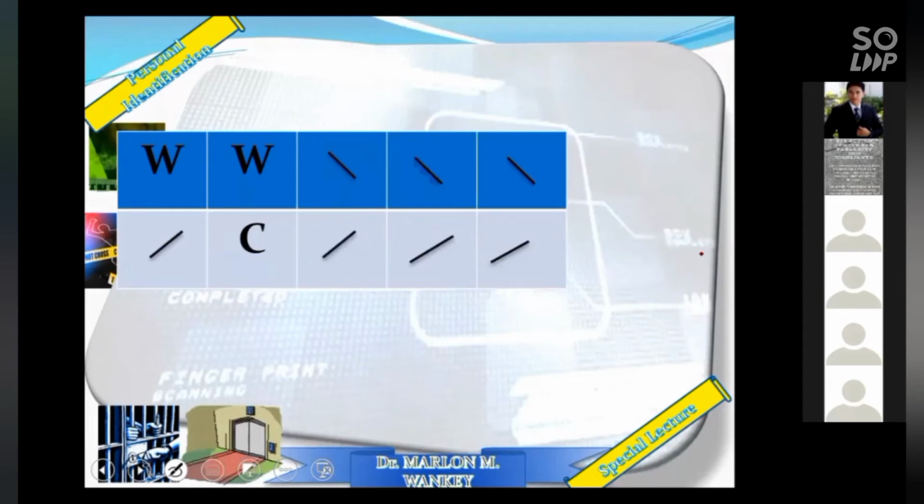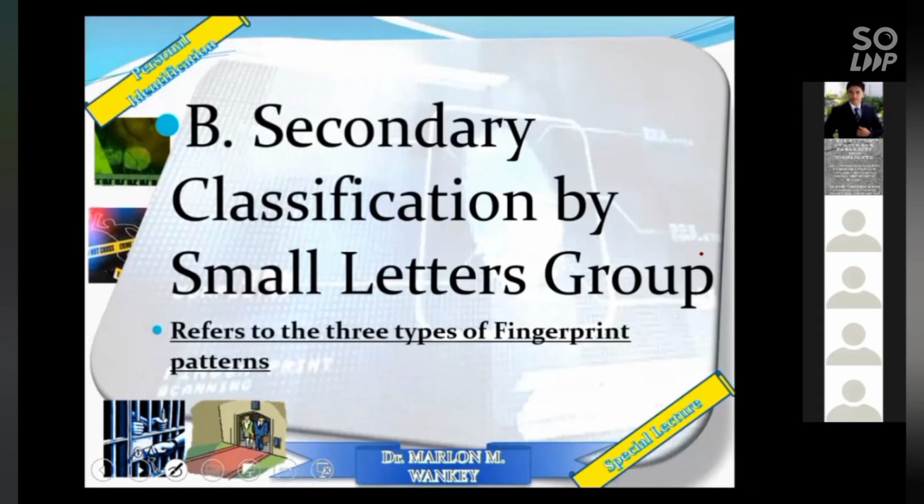Okay. Get the primary and secondary classification. Ito, sorry. This is the computation of the question. Okay, that is 17 over 19 WC.